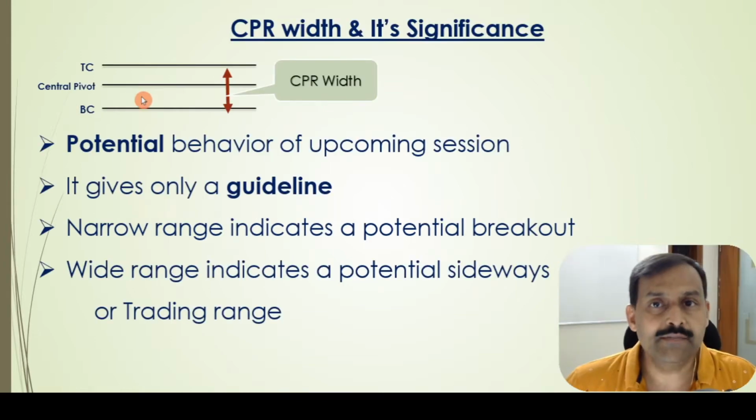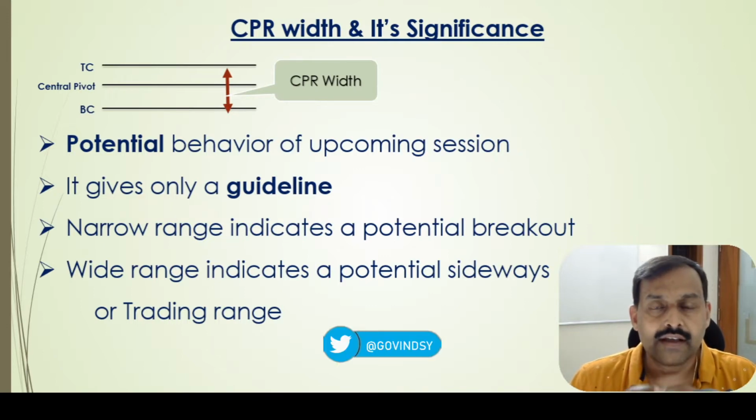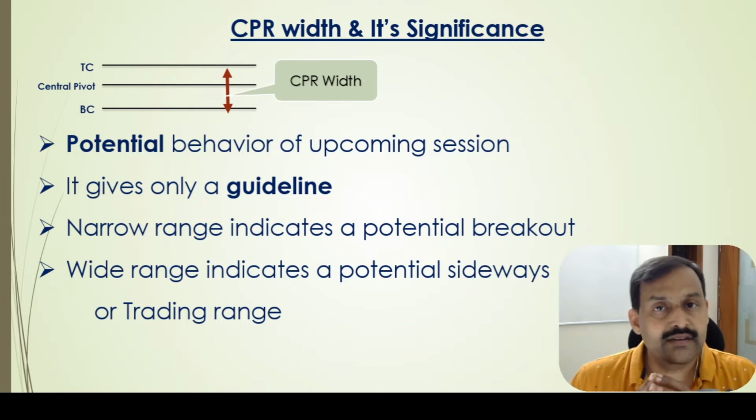The width of the CPR is nothing but the distance between the top central pivot and the bottom central pivot. You see in this figure, the distance between the TC and BC is the width of the CPR. As we know, the CPR is calculated based on the previous session's high, low and close. If the previous session traded in a higher range, the width of the following session's CPR will be wider.